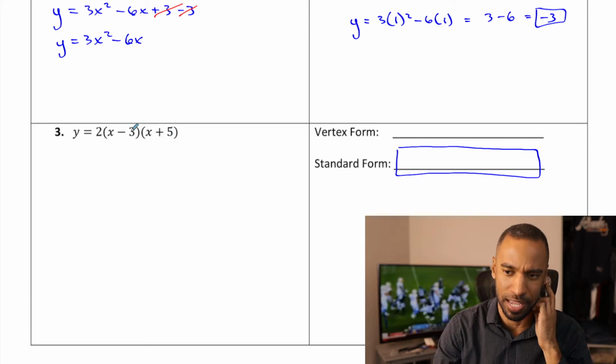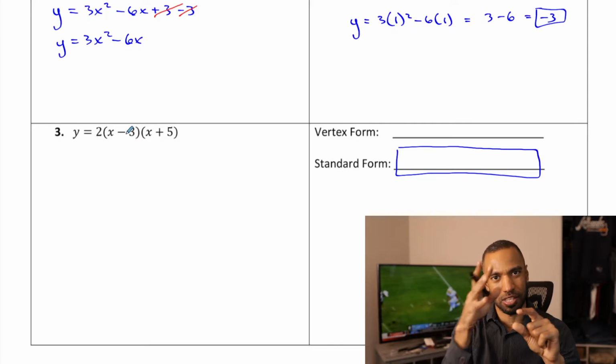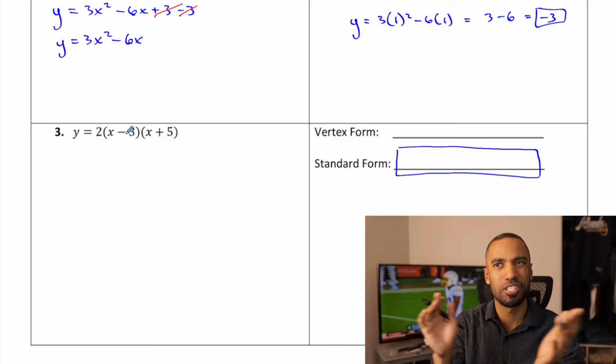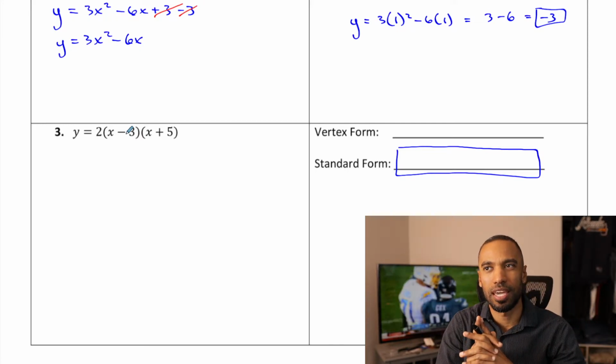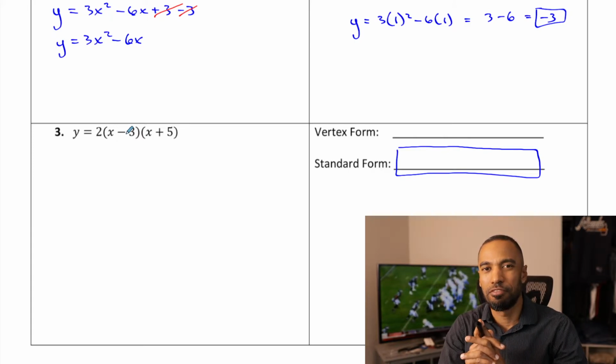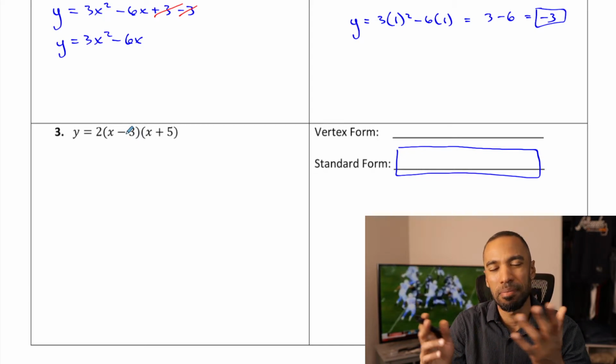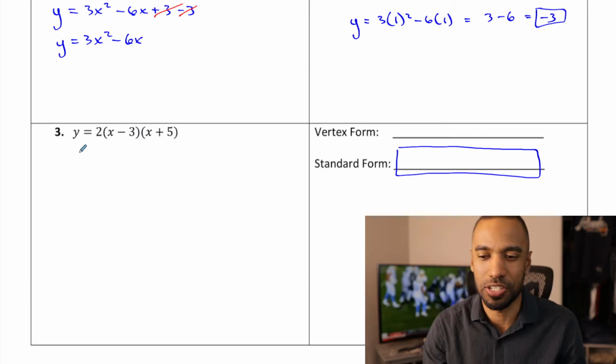You could get the vertex from factored form if you know that the vertex is in the middle and plug in the x and stuff. It's just, that's not fully algebra. I guess it's kind of algebraic, but it's kind of forcing it, but that's okay. Let's get into standard form here.